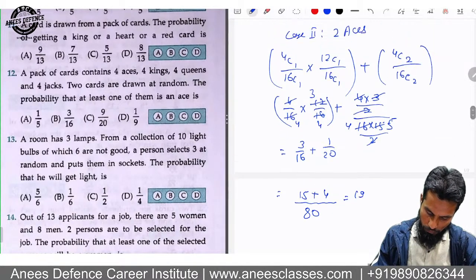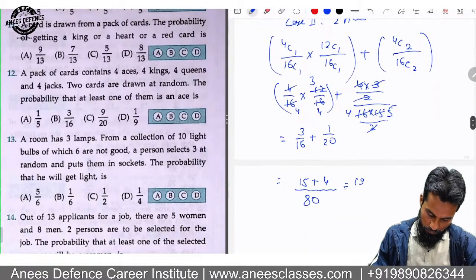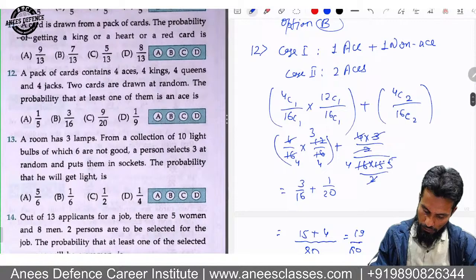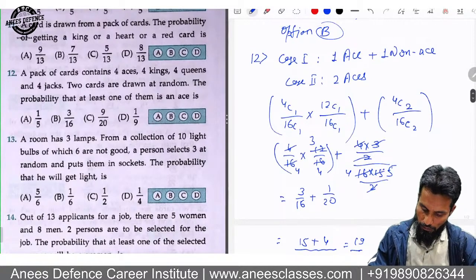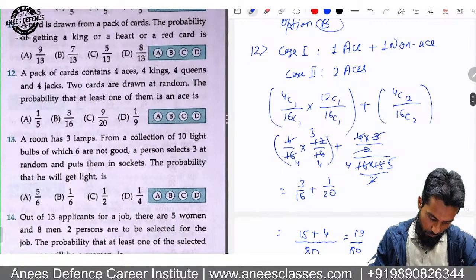Question number 12, no? 19 by 80. 15 plus 4 is 19 only, no? What answer did you get? 9 by 20. Is there some calculation mistake? 1 ace plus 1 non-ace, and 2 aces. Is it fine? There are a total of 16 cards, 4, 4, 4, 4. So you have to take that at least one of them should be an ace.